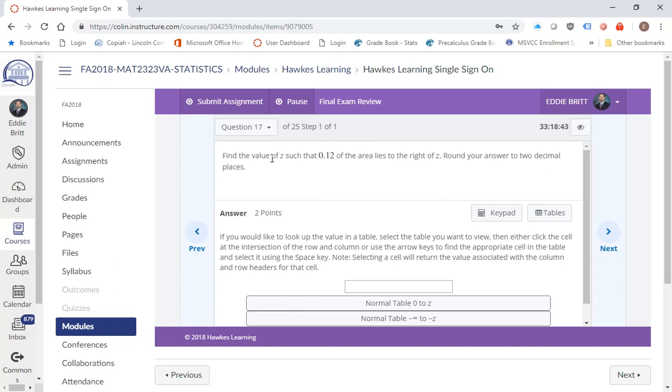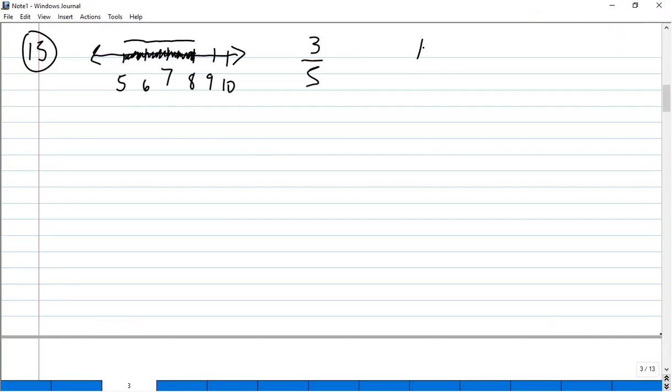All right, find the value of z such that 0.12 of the area lies to the right of z. All right, so what are we talking about? Graphically, this is number 17. We have our bell curve, and we want to find a z. It gives us the area. It says 0.12 lies to the right. So that would be an area of 0.12. We want to find what this z-score is.